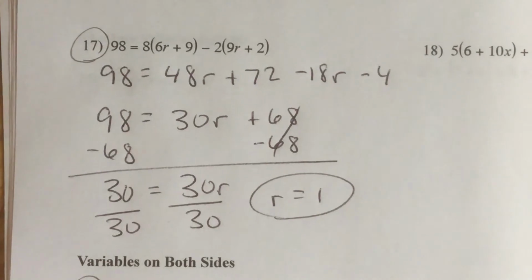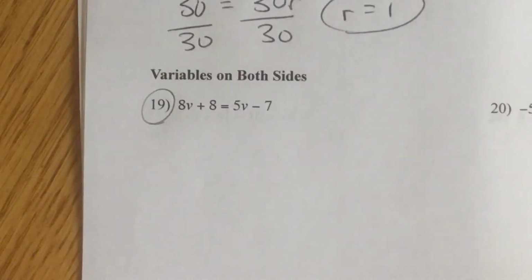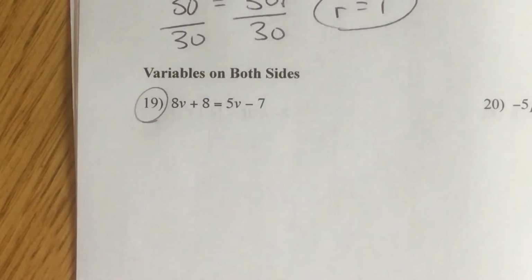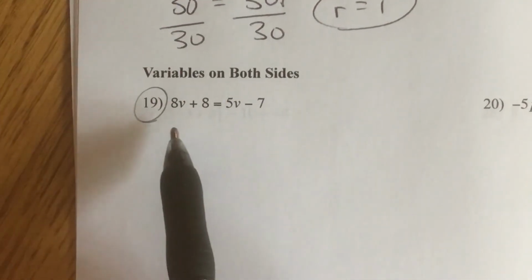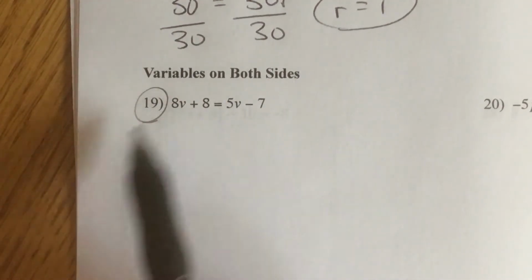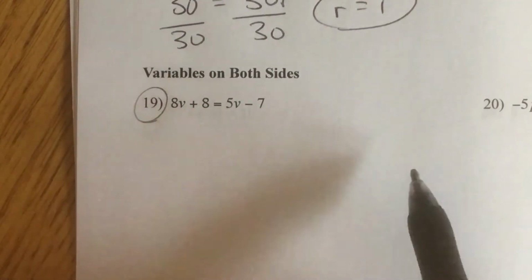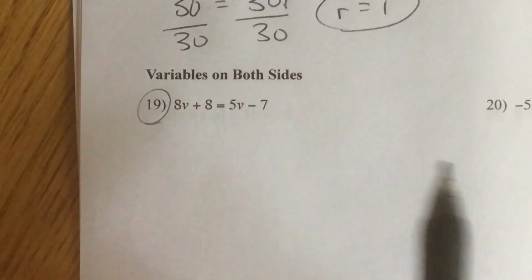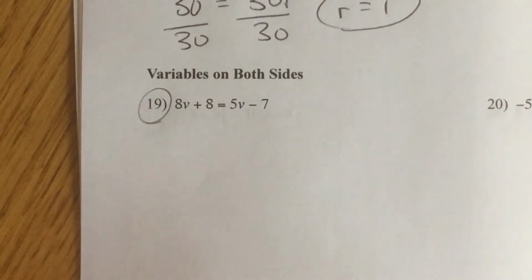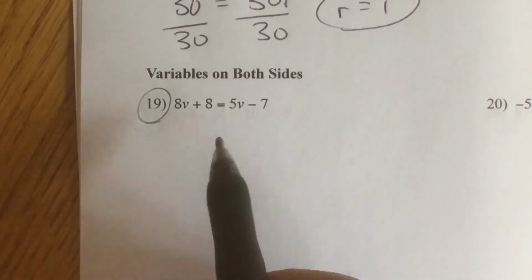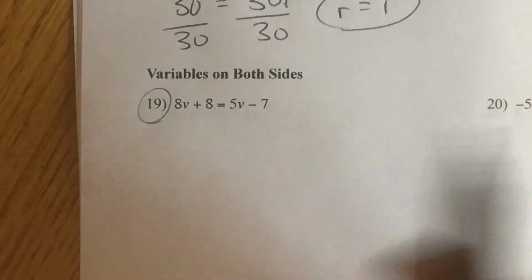You combine like terms. So number 19 starts with ones where we have variables on both sides. I tell my students it's like having socks and underwear in one drawer and socks and underwear in another drawer, and you want to organize. You want to get all of your socks on one side and all of your underwear on the other side. You want to organize things. So you want to get all of your variables over on one side.